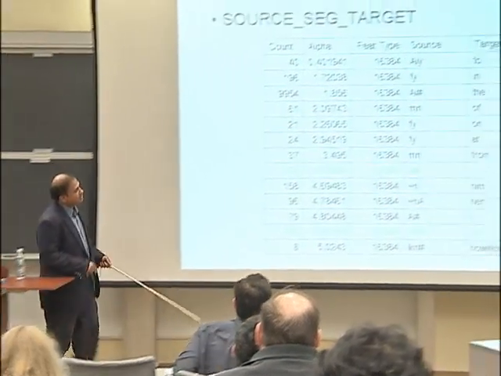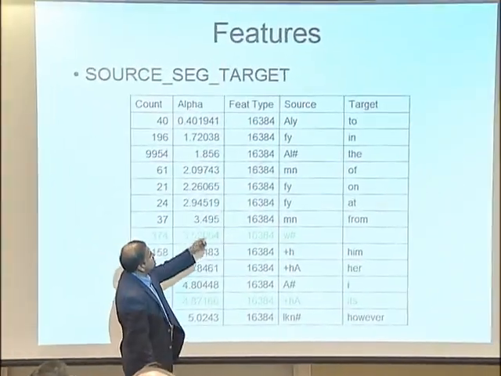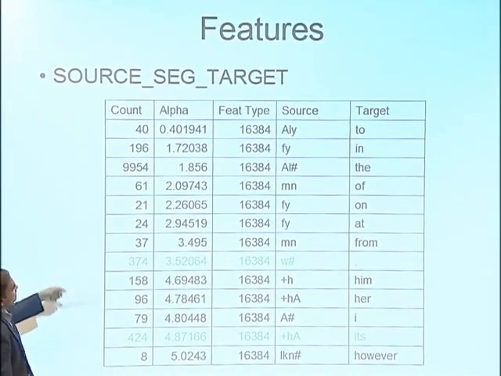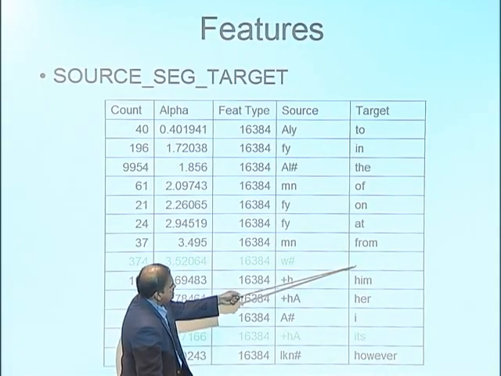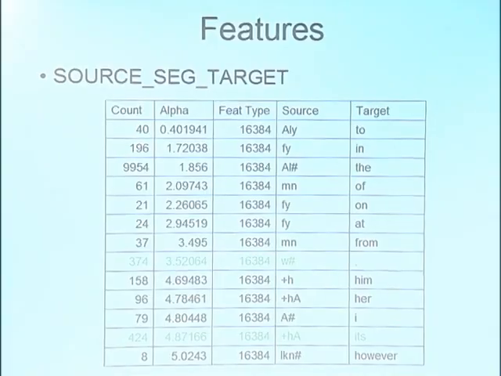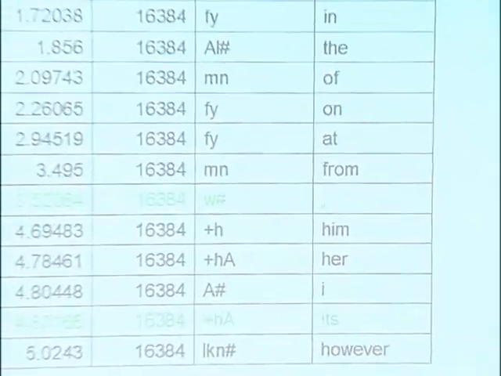Okay, so other features look at the English words and then the segmentation of the Arabic. Similarly, the alphas. So here, one interesting feature is comma goes to the Arabic wa, which means and. So comma and are good translations of wa.